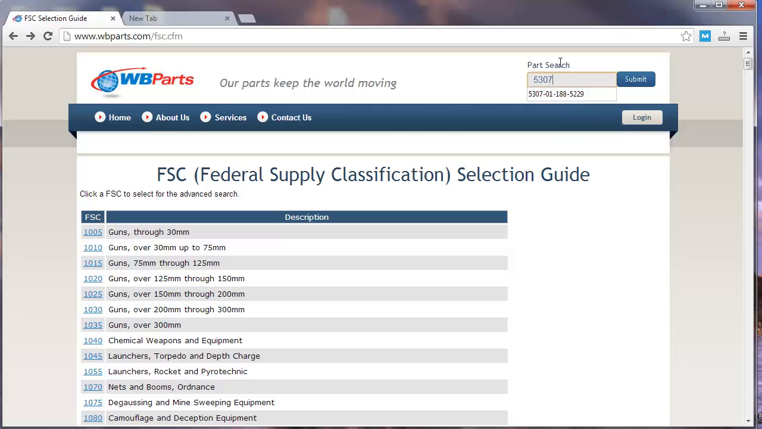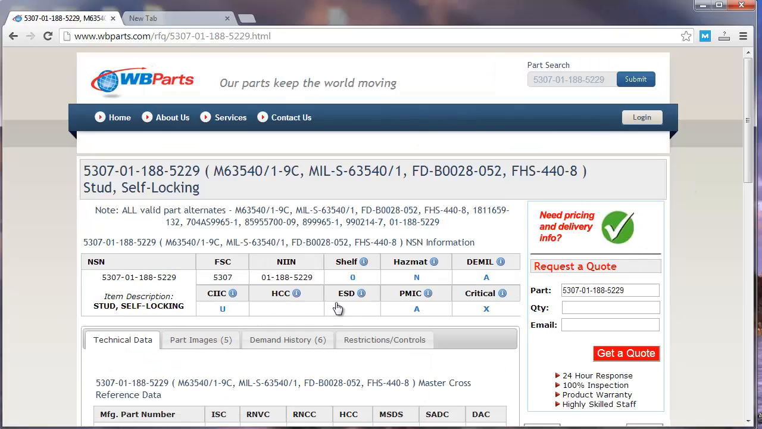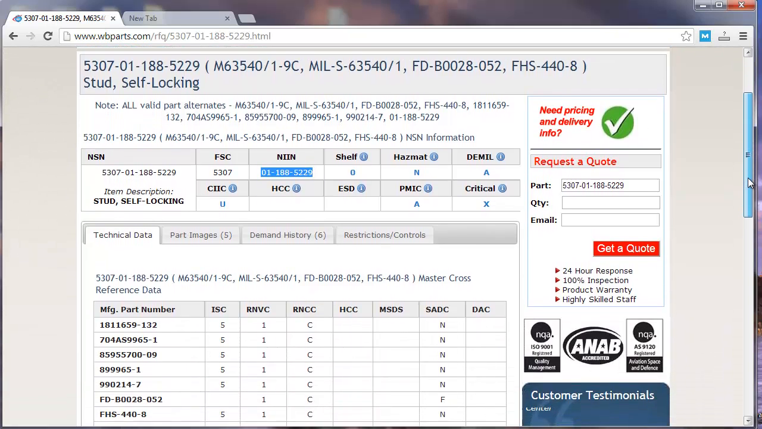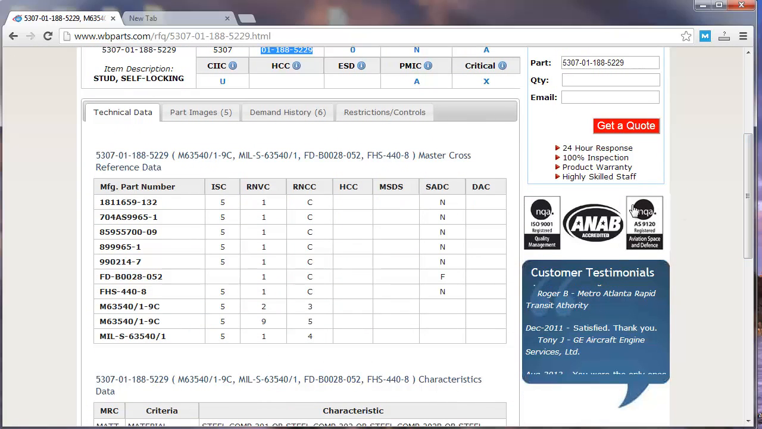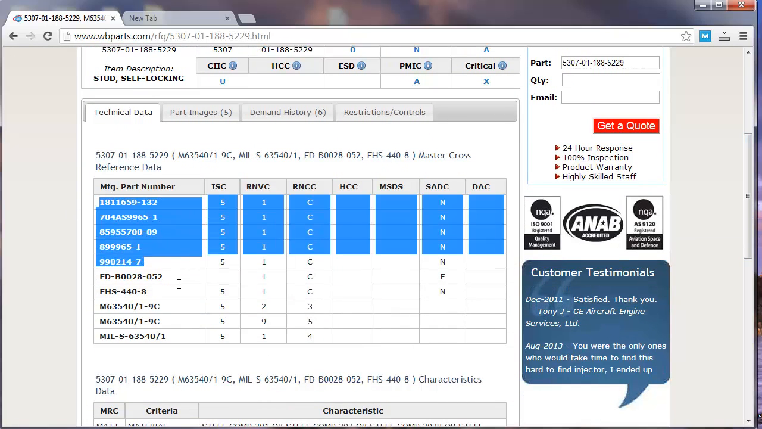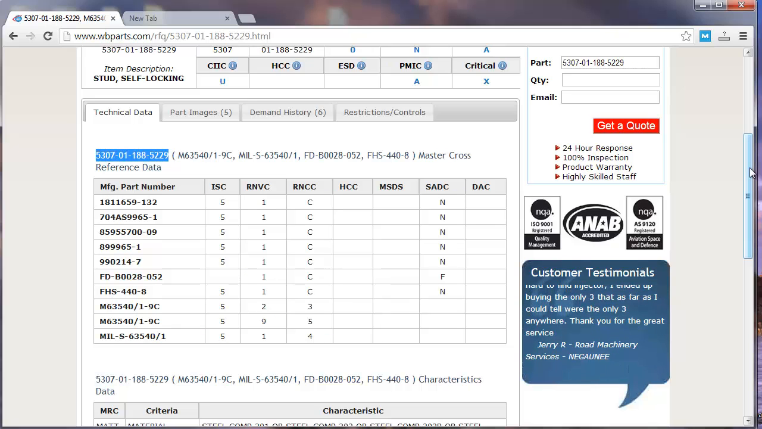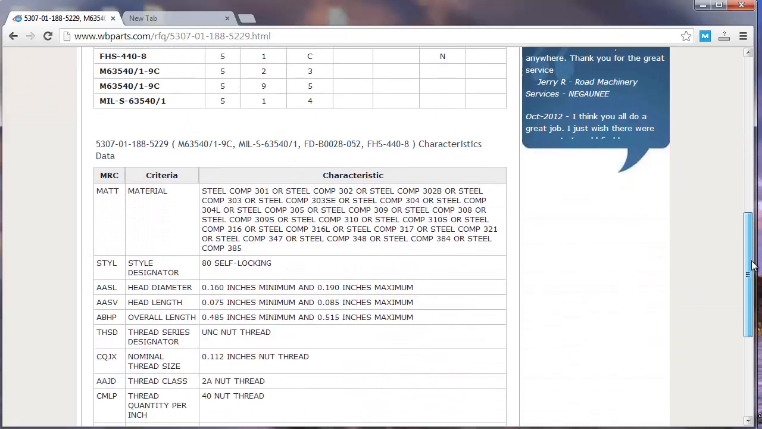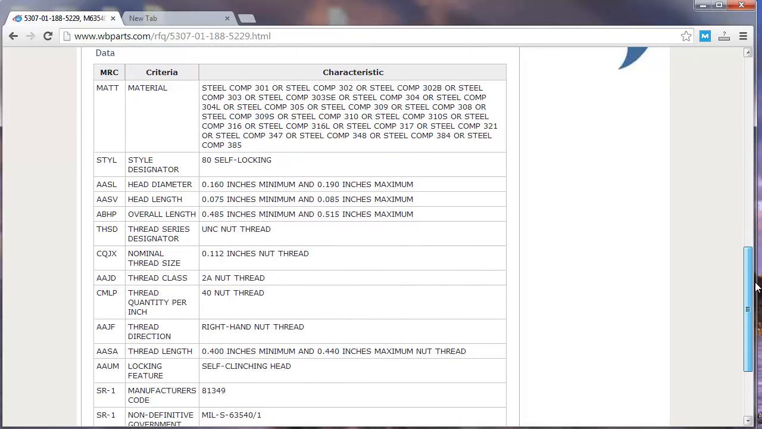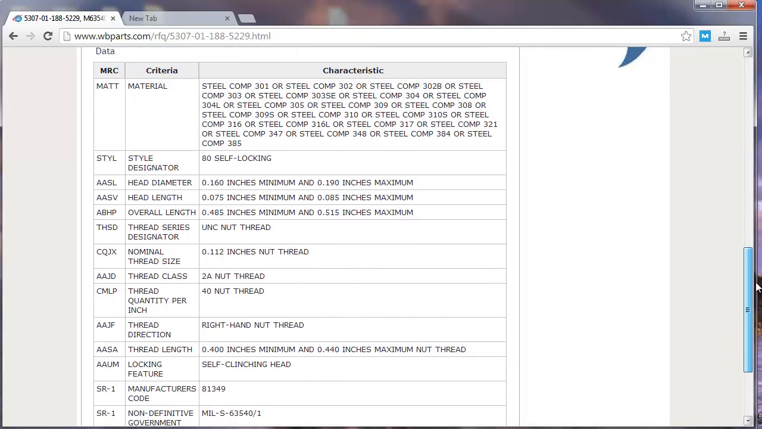So I'm up in the parts search area of the website. I'm going to type in my national stock number and go to that page. And we can see our FSC, our NIIN. The NIIN is what uniquely identifies this part. We have our technical characteristics, but before that we have all the manufacturing part numbers that are crosses. So these guys are all crosses for this national stock number, and all of these manufacturing part numbers share this common set of technical characteristics that have been assigned to this national stock number.